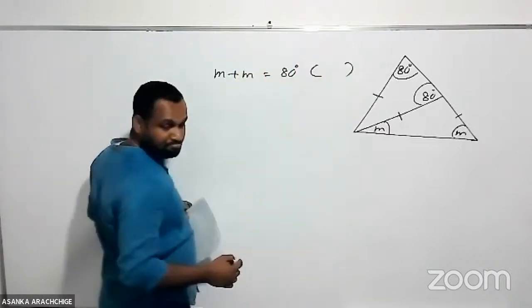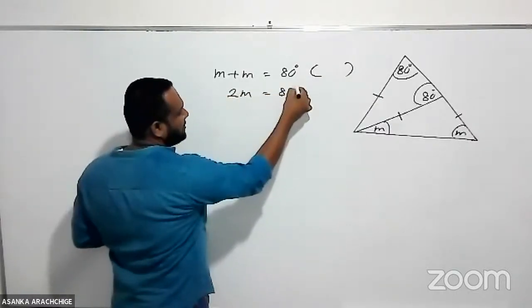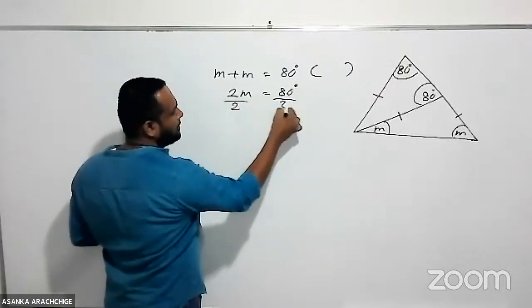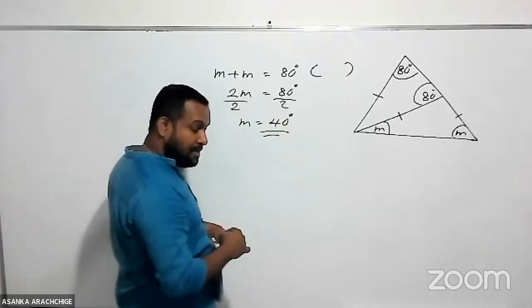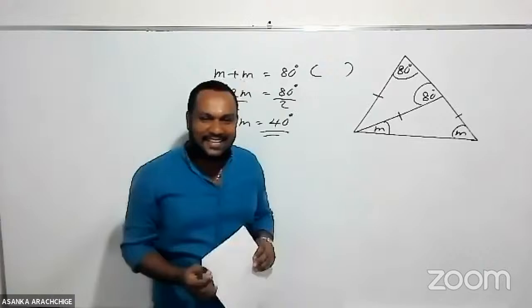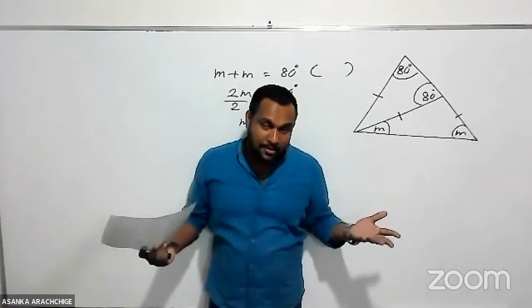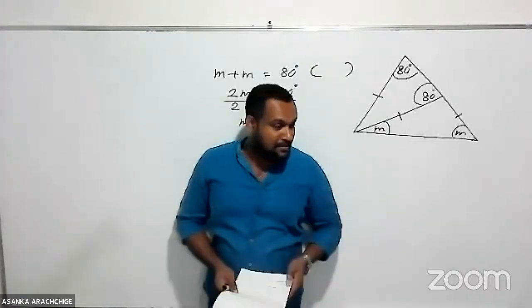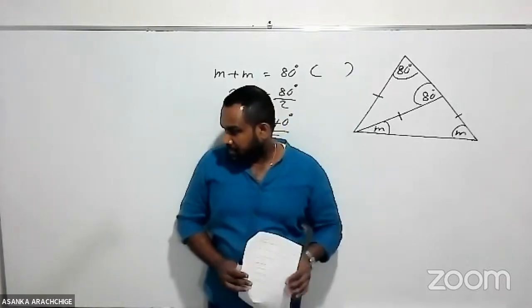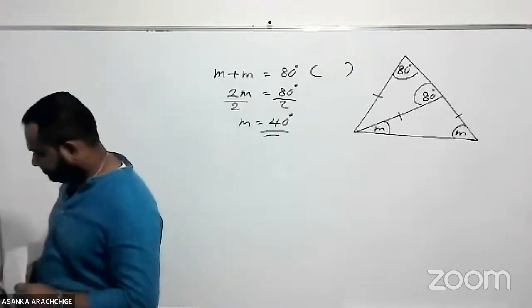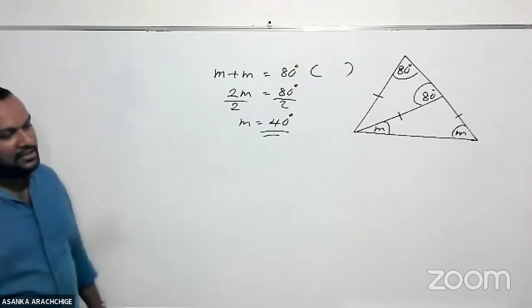You know the reason, right? Then M plus M, 2M, is 80, so M is 80 divided by 2, which is 40 degrees. Tell me the theorem again. The exterior angle formed when producing a side of a triangle equals the sum of the two interior opposite angles. Is that correct?